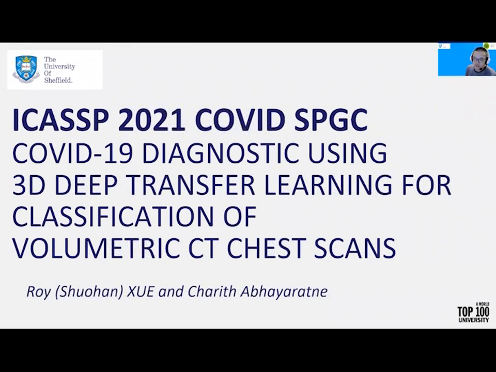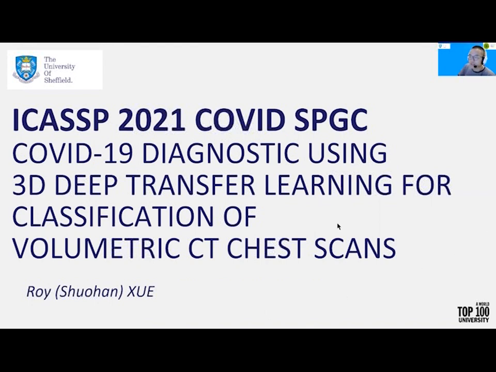It is my pleasure today to introduce our work based on the ICEP COVID Grant Challenge. Our team developed a deep learning framework for COVID-19 detection using CT scan images. There are two participants in our team, me and my supervisor, Dr. Charis, and I will be the one to present the work here.